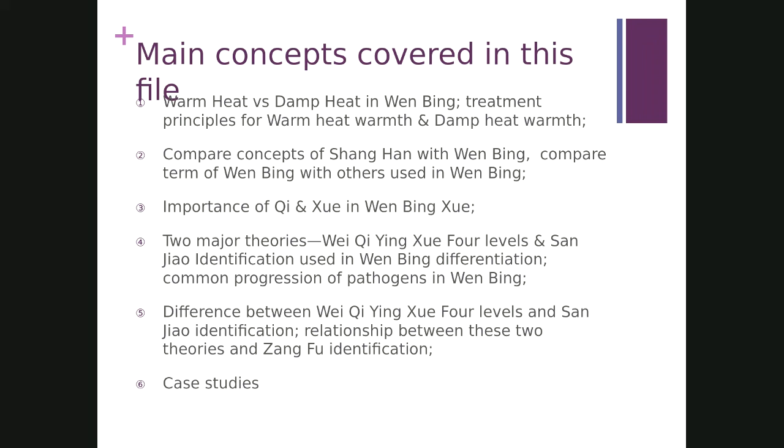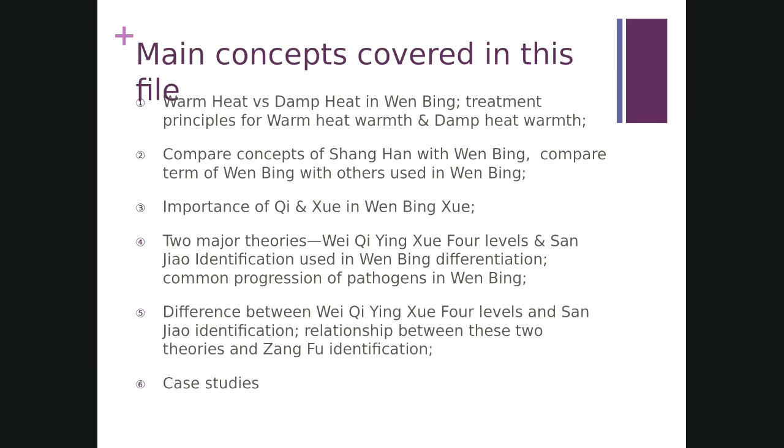Now, what we've discussed today is basically we compared some of the concepts: warm heat, damp heat in Wenbing, and treatment principles. Compare the difference between Shanghan and Wenbing regarding etiologies, pathologies, and treatment. Indicated importance, discuss the basic concept of the 4 levels as well as the triple burner, and mention some major differentiation patterns within the 4 levels and the triple burner concept.